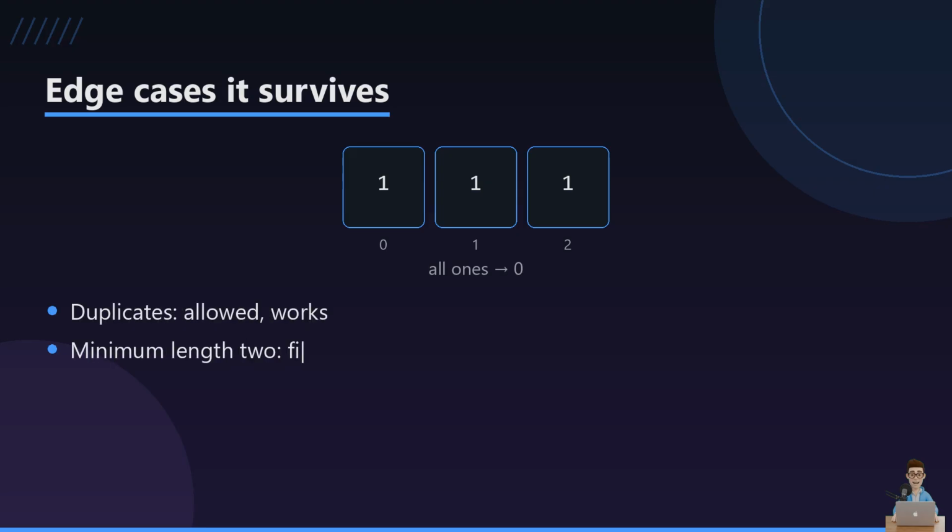Duplicates are handled since we track positions, not distinct values. The array is guaranteed at least two elements, so first and second always fill. And all ones give 0, because 1 minus 1 is 0, no crash. Just a correct, boring answer.